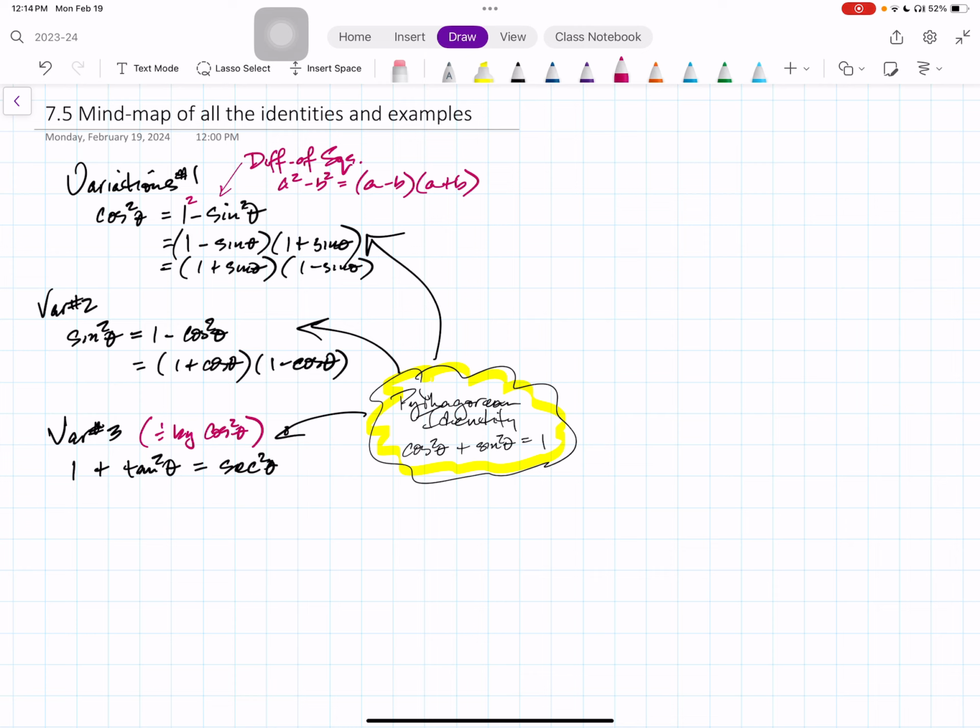Let's get a little creative here. What happens if I isolate tan squared theta? Because you might have to do that. If you subtract 1, another variation would be tan squared theta equals secant squared theta minus 1. Oh my goodness, look at this. This right here is a difference of squares again. And guess what? It can be factored into two binomials. So your factoring skills have to come into play here. We're talking about algebra 1 factoring skills.